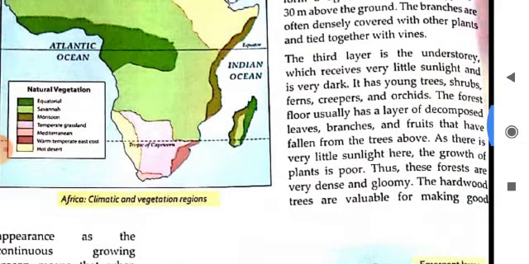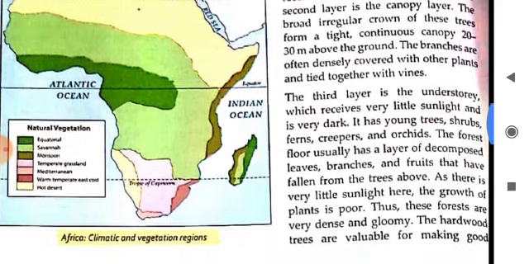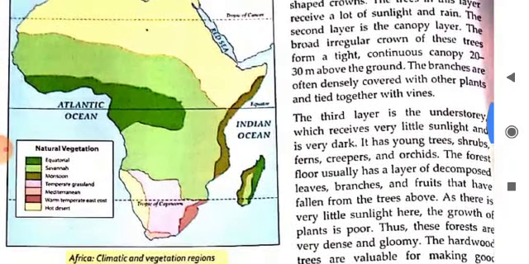Next type, savanna type or tropical subhumid type. Look at the light green shade area. The tropical subhumid type of climate is found in a broad belt on either side of the equatorial region. Summers are hot and rainfall occurs in the hot season. Winters are short, warm and dry.